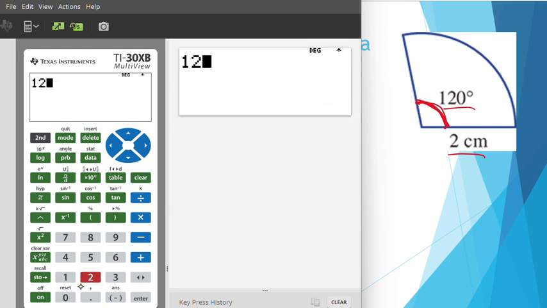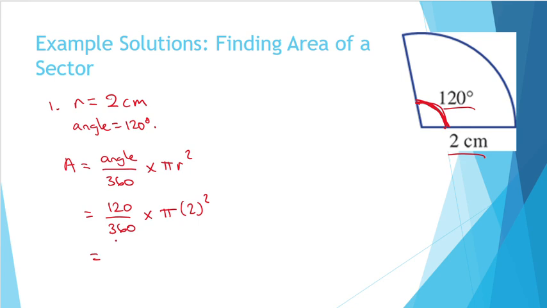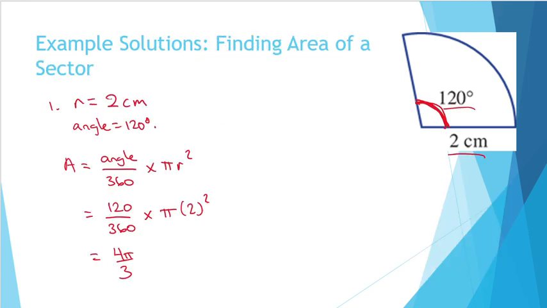Okay, so if I type in 120 over 360 times pi times 2 squared, because my radius is 2 centimeters, and I submit that, it gives me 4 pi over 3. Now, back to our original question, it's asking here to find the area to two decimal places.